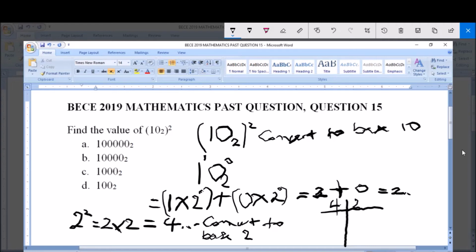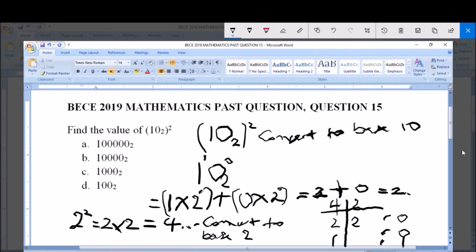Now 4 divided by 2 will give us 2, remainder 0. That means 2 can go into 4 two times without any remainder. Now 2 into 2 again, that's 2 divided by 2, we have 1, remainder 0. That means 2 can go into 2 once without a remainder. Now 2 into 1, it cannot go, so we have remaining 1.